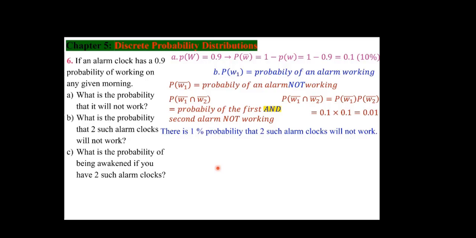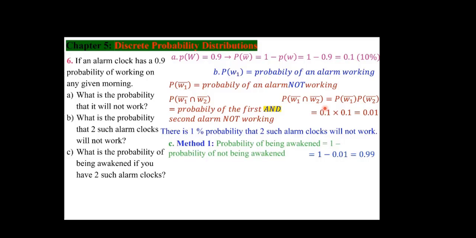What is the probability of being awakened if you have 2 such alarm clocks? There's a 1% chance they both fail, so the assumption is 99% that it won't, and therefore there's a 99% chance we wake up. So this is method 1. 1 minus part B gives us 0.99, so there's a 99% chance.